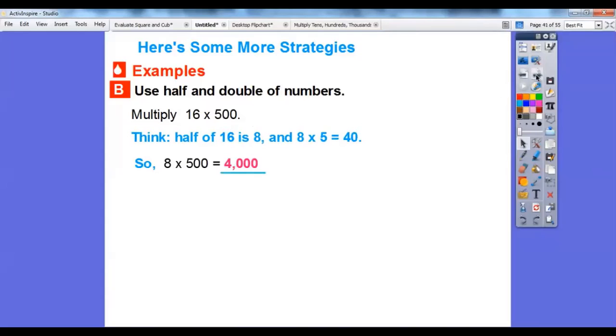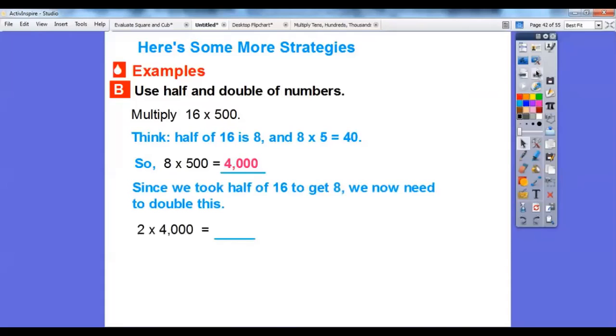Okay, so 8 times 500 is 40 with 2 zeros. Okay, so because of these 2 zeros right here, I just did a 40 with those 2 zeros right there. And then since 8 was half of 16, then I'm just going to double it to get back to 16. So if I just double 4,000, that's going to get me 8,000 right there. Okay, so if I multiplied 16 times 500, it would get me 8,000. Okay, just another quick trick, you guys.